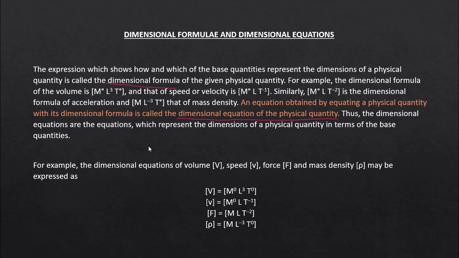So thus the dimensional equations are the equations which represent the dimension of the physical quantity in terms of the base quantities. For example, we have seen for volume it's L to the power 3, but we can write it as M0 L3 T0, because it doesn't matter, M0 is essentially no dimension. So M0 L3 T0 for volume. For velocity it's L T minus 1. For force it's M L T minus 2. For mass density, so mass density is the mass divided by volume, so it's M L minus 3. Okay, fine.